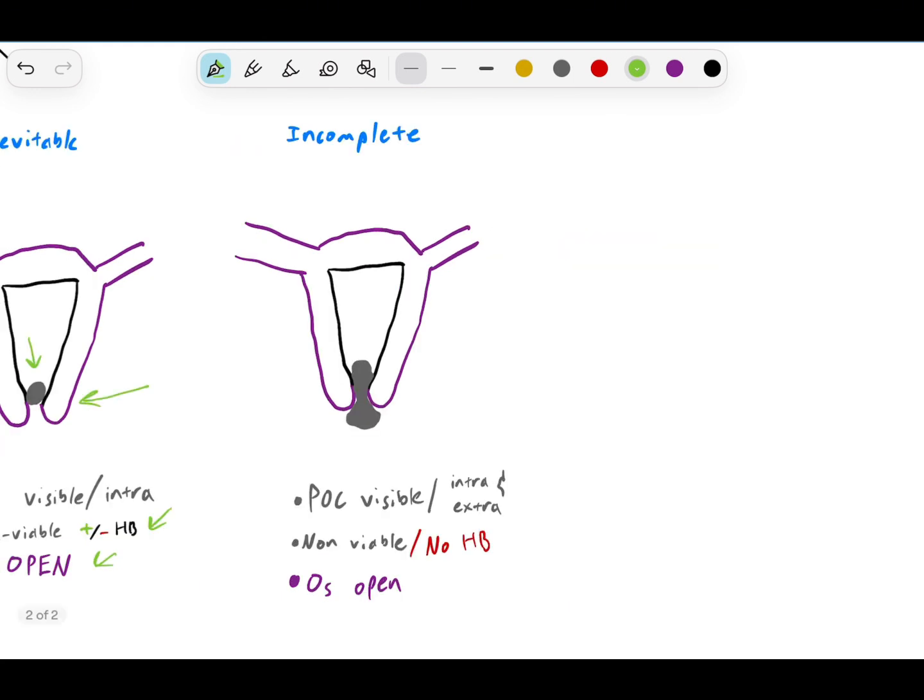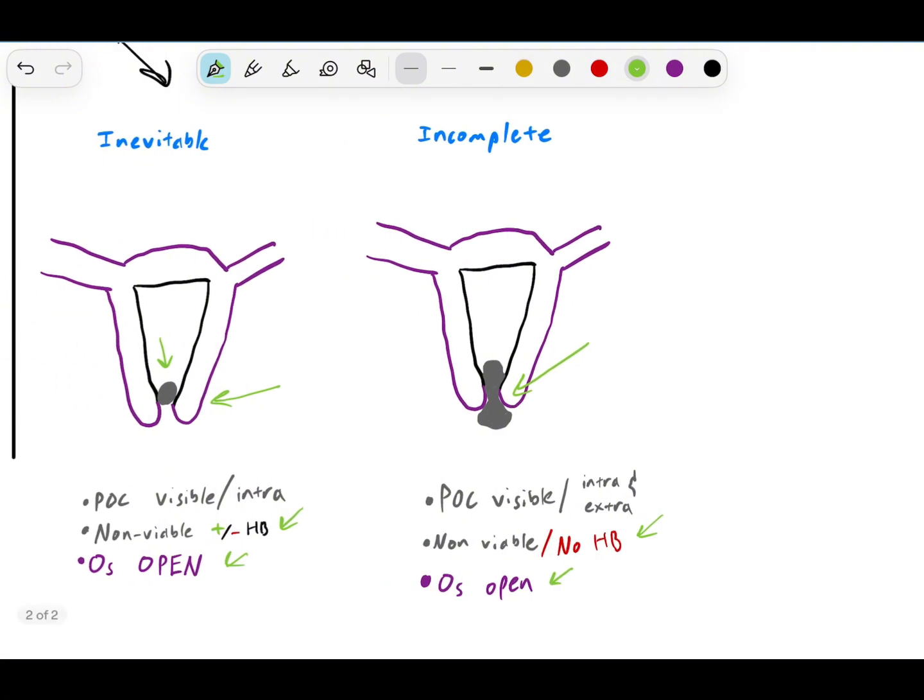The last stage we'll discuss here is incomplete. I like to think about incomplete as a little more advanced beyond the inevitable miscarriage stage. So step one, and I've illustrated this again, is that the products of conception can be a mix of intrauterine and extrauterine, right? I've drawn it here to illustrate that there may be some products of conception retained in the uterus and then some that are now outside of the uterus. It is non-viable, there is no heartbeat. And then finally, like I've illustrated here, the os will be open.